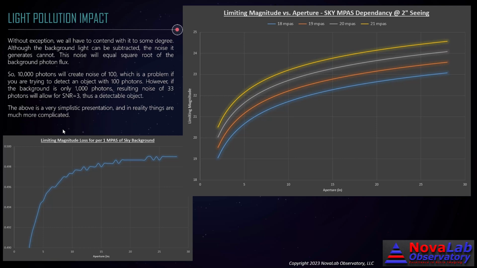But if you reduce your background to only 1,000 photons under dark skies, the resulting noise will be only the square root of that, which is 33 photons. Now that will give you a signal to noise ratio of 3 for the same star of 100 photons, which makes it a detectable object. This is a fairly simple way to look at things, but in reality, things are more complicated because the objects themselves have stars, and there is dark current and a whole bunch of other stuff that contributes to this. But simplistically speaking, this is where your problems come from.